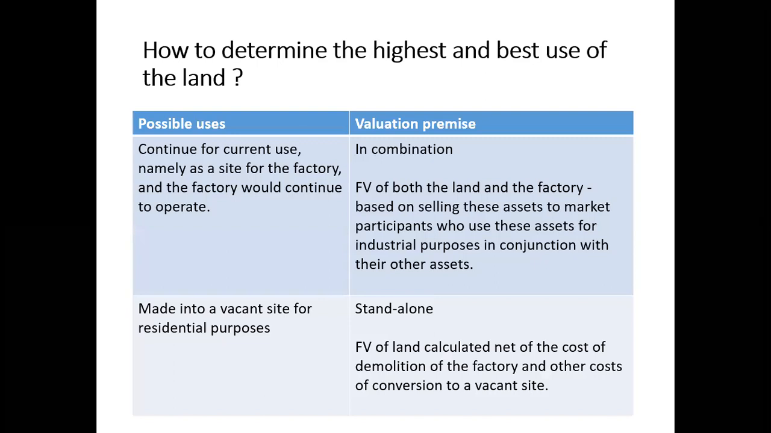It's in combination. Fair value of both the land and factory based on the selling price of the assets to the market participants who use this asset for the industrial purpose in conjunction with their other assets.